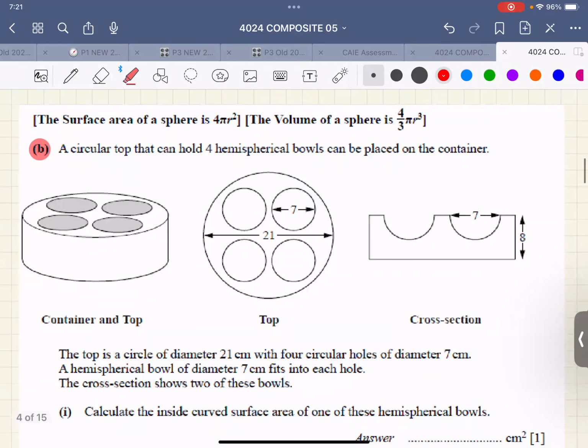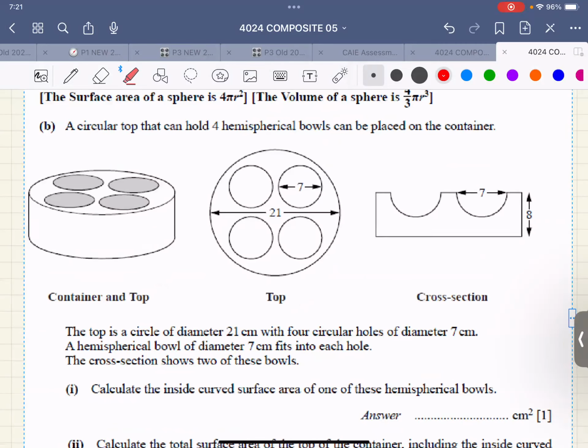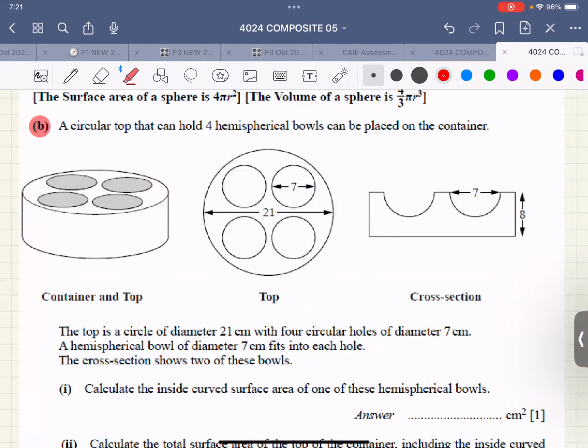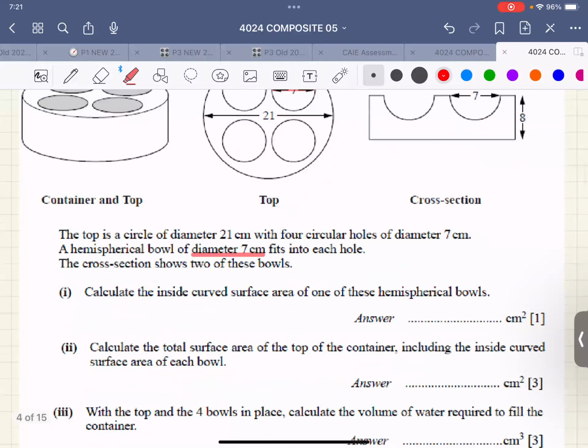Now the question says, a circular top can hold 4 hemispherical bowls and can be placed on the container. The top of the diameter is 21 centimeter with 4 circular holes. I'm interested in this one for right now. And a hemispherical bowl has a diameter of 7 centimeter. The cross section is shown. Calculate the inside curved surface area of one of the hemispherical bowls.